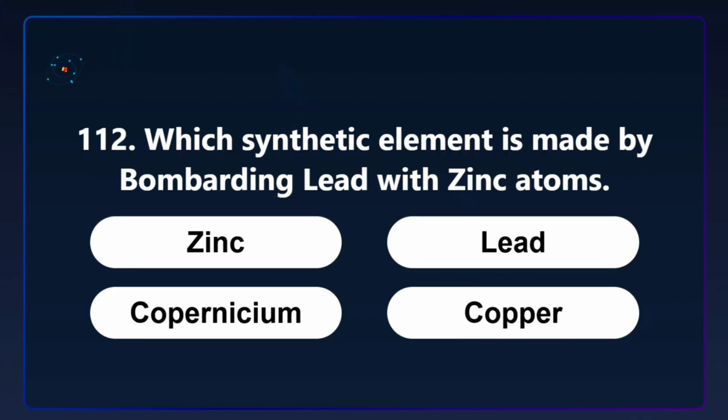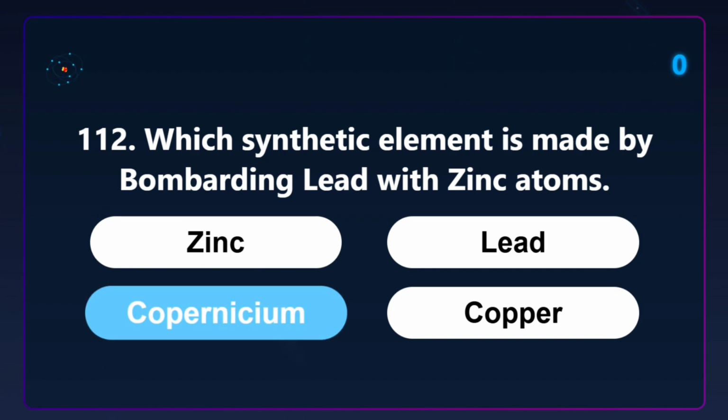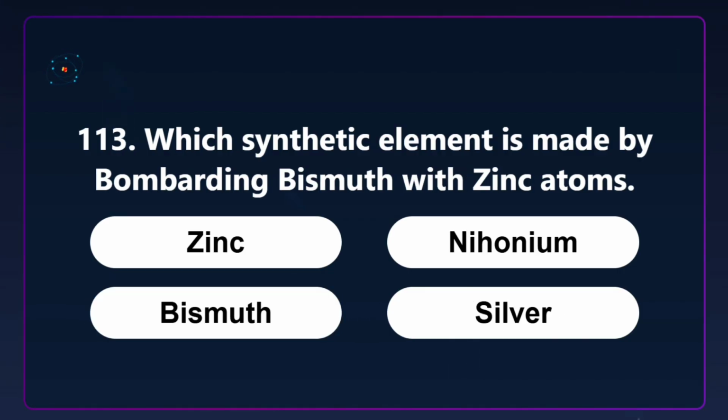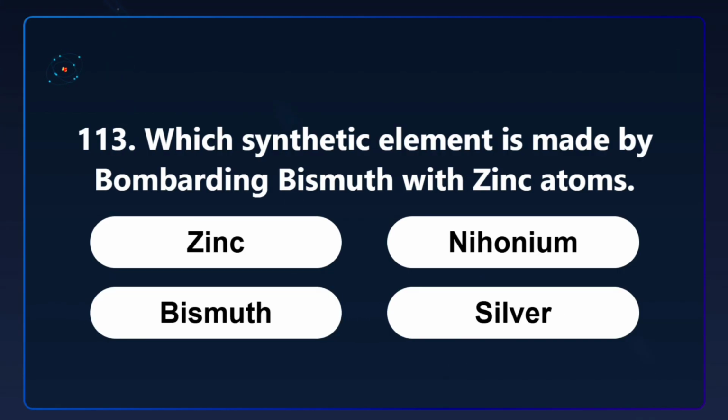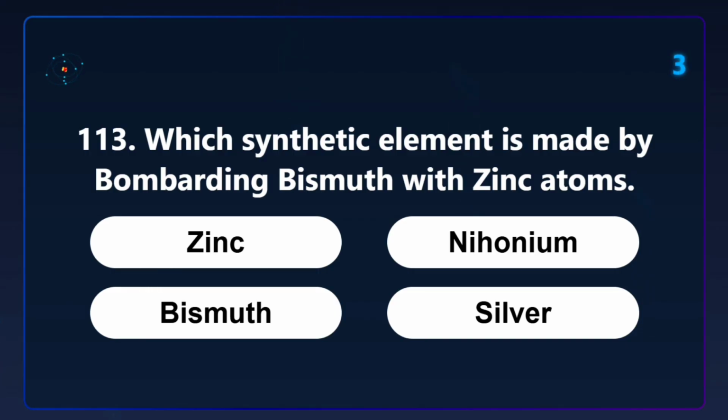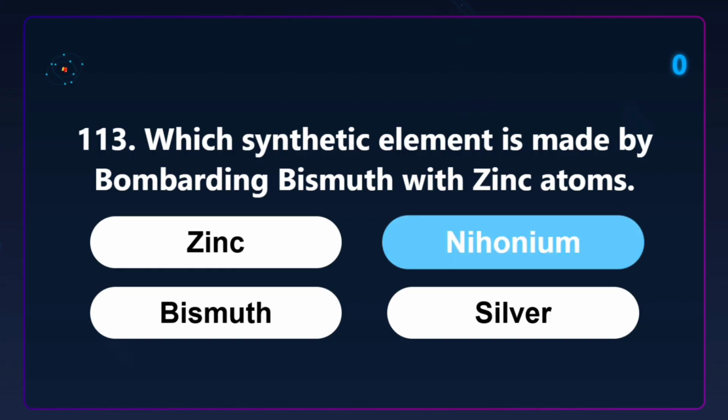Question 112. Which synthetic element is made by bombarding lead with zinc atoms? The answer is copernicium. Question 113. Which synthetic element is made by bombarding bismuth with zinc atoms? The answer is nihonium.